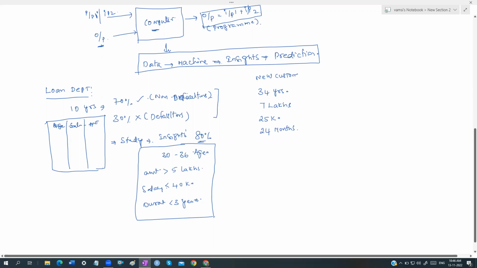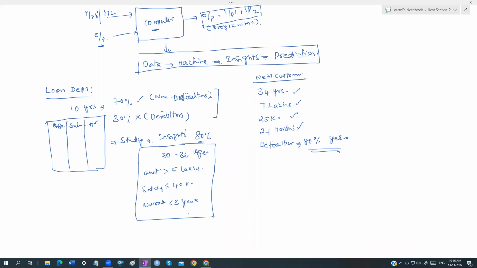So from the past customers data, what we have identified is that 80% of the defaulters are going to have these characteristics. So a new customer is coming. Whether he is a defaulter or a non-defaulter, you can easily predict. His age is between 30 to 36 years. His salary is going to be less than 40K. His loan amount is going to be more than 5 lakhs and his loan duration is going to be less than 3 years. So there is an 80% chance that he is going to be a defaulter, because his data is matching with 80% of the defaulters data.